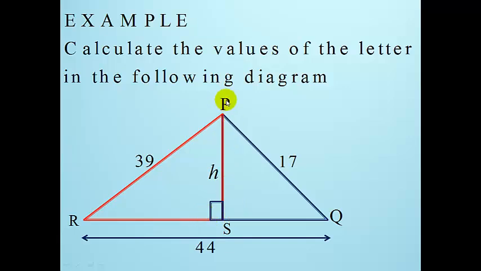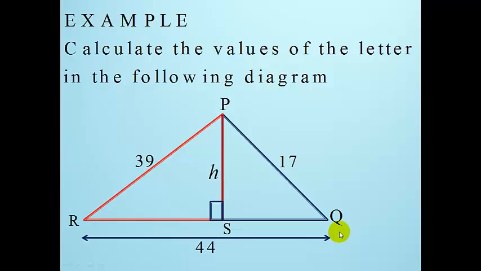Now we are given the distance from P to R to be 39. The distance from P to Q to be 17. And we are given the distance from R to Q to be 44. Take note that we are not given the distance from R to S, neither are we given the distance from S to Q, but we are given the total distance from R to Q. Please, you cannot divide 44 by 2 and say that RS equals 22 and SQ equals 22 because we are not given any condition like that in the question. We are only given the distance between R and Q.